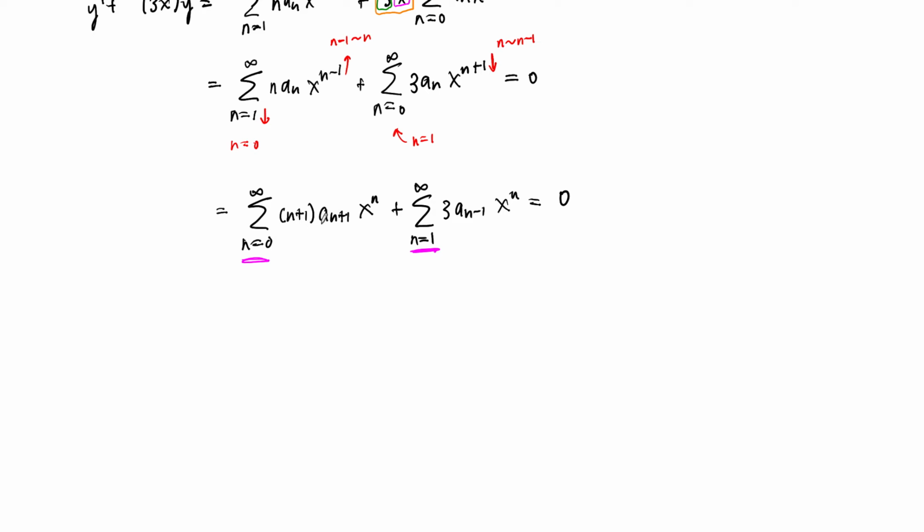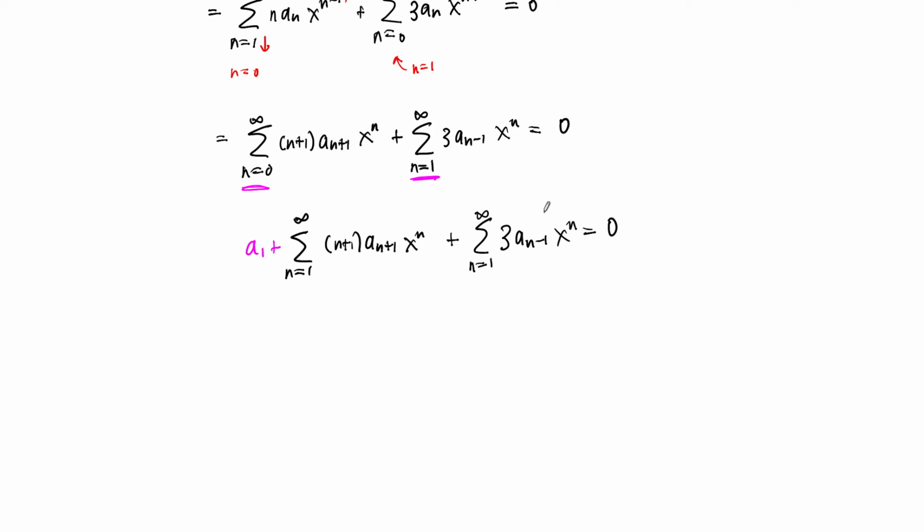So when n equals 0, what does this one give us? It gives us 1 a sub 1. So that's just a sub 1. Plus the rest of it, right? The rest of it, we start with n equals 1 to infinity, and then our formula holds, right? So this is n plus 1, a sub n plus 1, x to the n, plus over here we still have our term here, n equals 1 to infinity, 3 a sub n minus 1, x to the n equals 0.